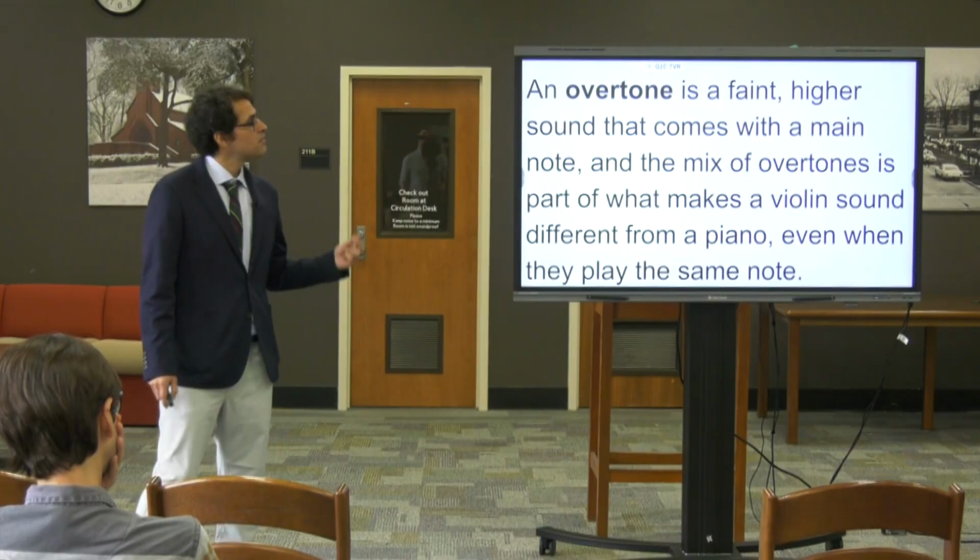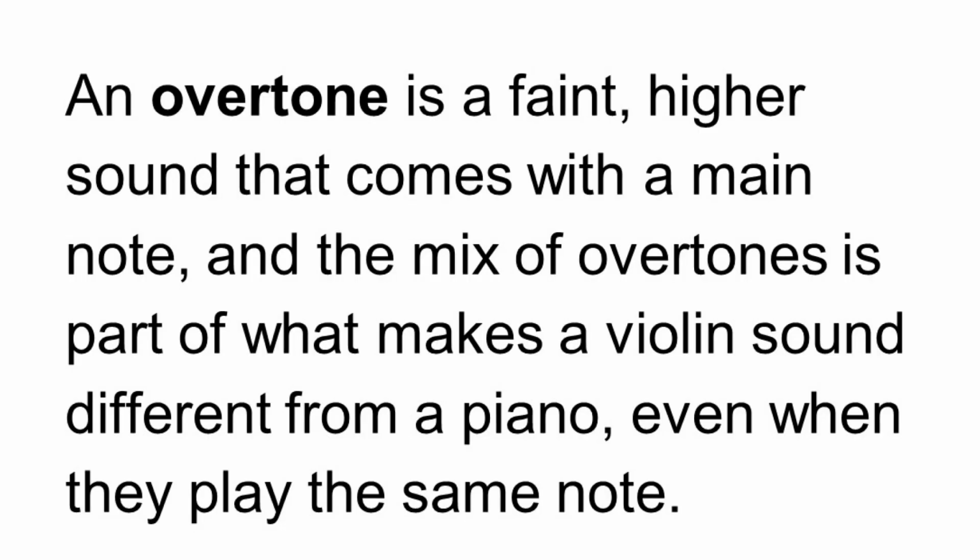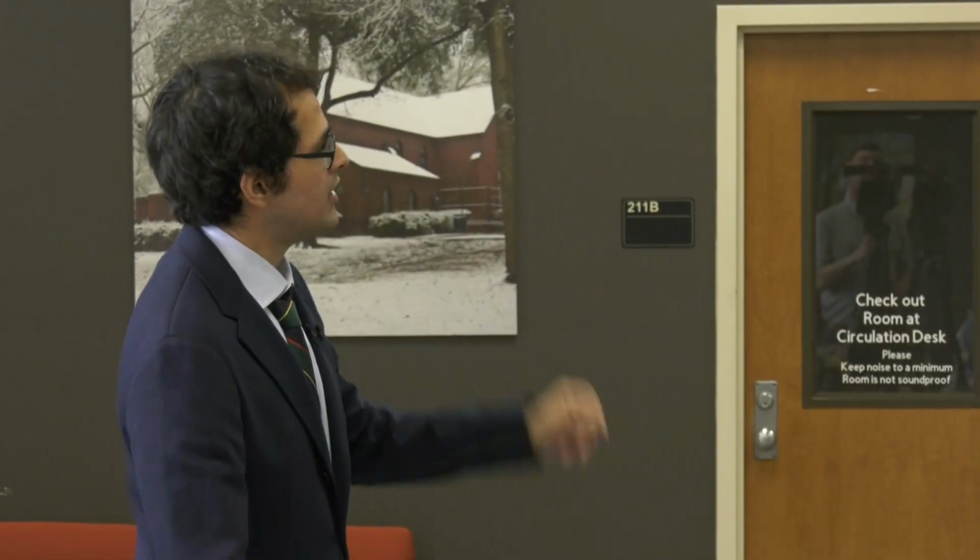Well, that is because there is something called overtones. An overtone is a faint higher sound that comes with a main note, and the mix of overtones is part of what makes a violin sound different from a piano, even when they play the same note. So a little bit of what we will now try to understand is what these overtones are.